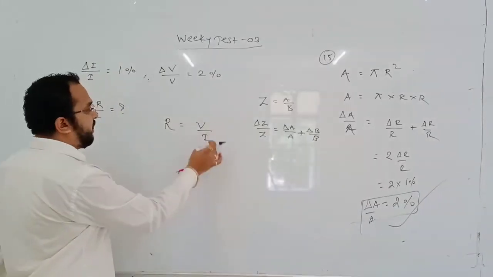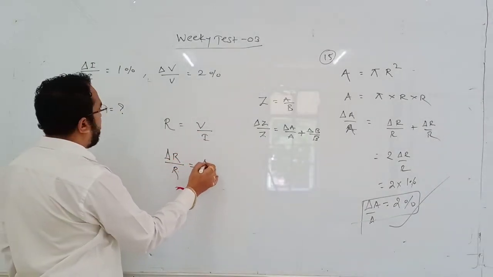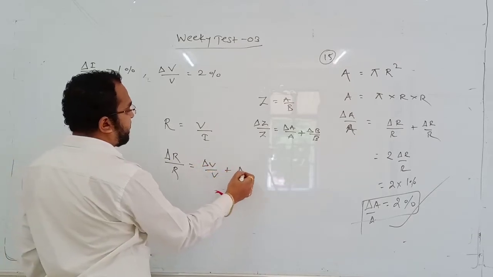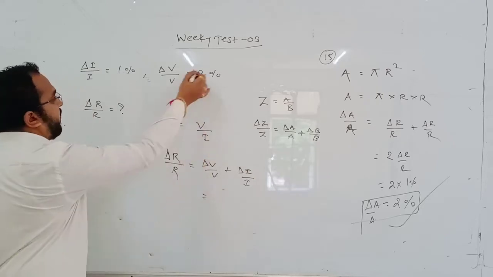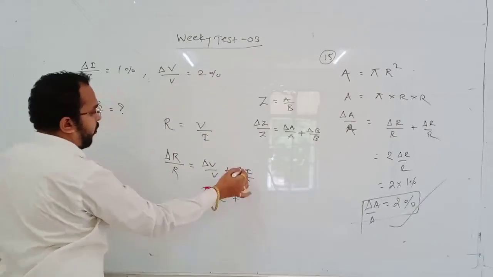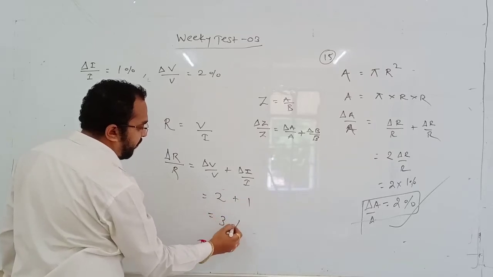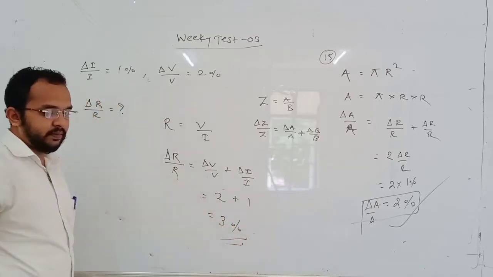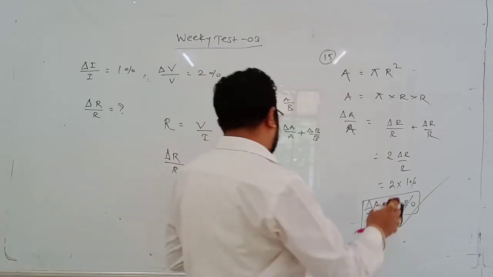So here it is division. Then also I will write delta R upon R is equal to delta V upon V plus delta I upon I. What is delta V upon V? 2%. What is delta I upon I? 1%. What is 2 plus 1? It will be 3%. Very easy question. Okay. Next question.